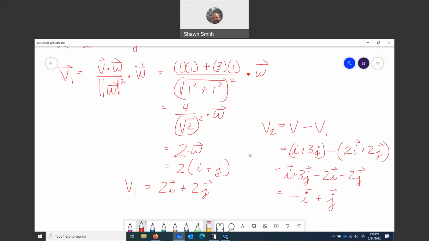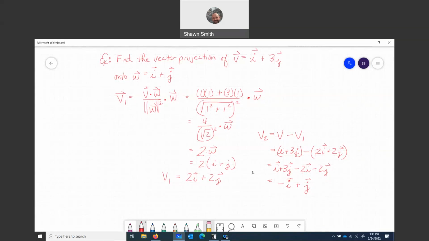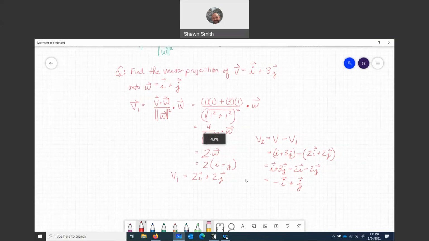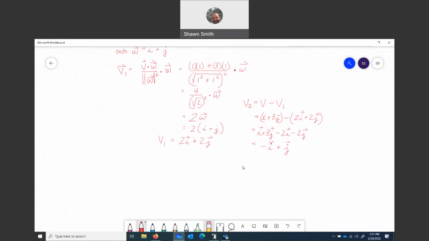All right, so we can check this. I'm going to plot V and W, V1 and V2, and see how they are related. V1 and V2 better be orthogonal to each other. V1 better be parallel or lined up onto W. So let's go here. All right, V was I plus 3J, so 1 over, 3 up, right? So I'm going to make this kind of large so it's easy to see.